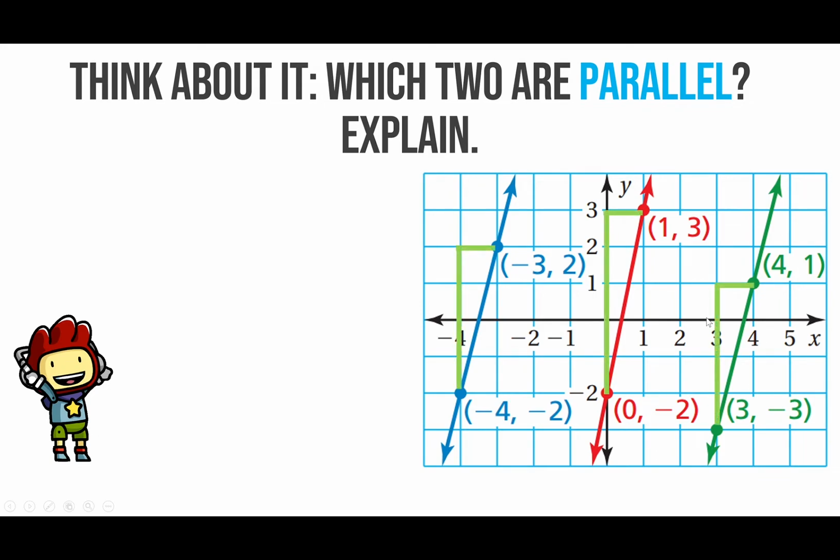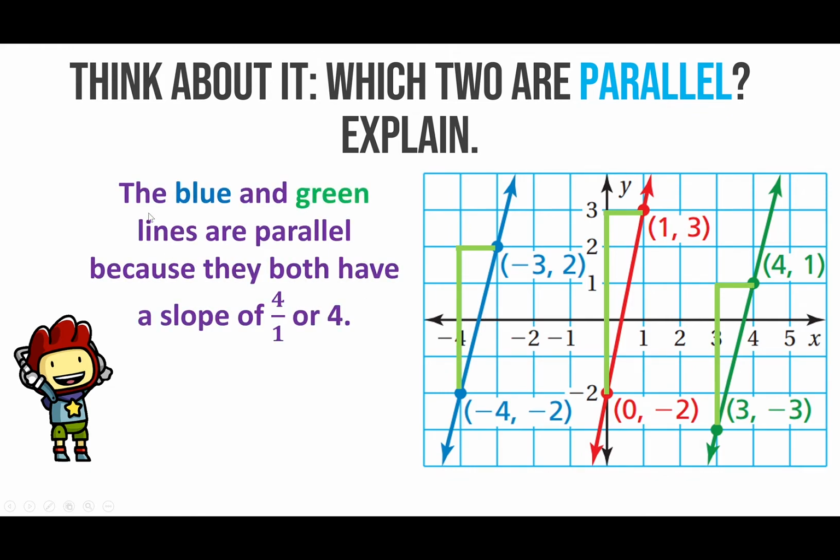Okay, time's up. Let me see. Ooh, look at this. If you look at the slope here, the blue has a slope of 4 over 1. This red one has a slope of 5 over 1, and this green one has another slope of 4 over 1. You see the blue and the green, they both have the same slope.